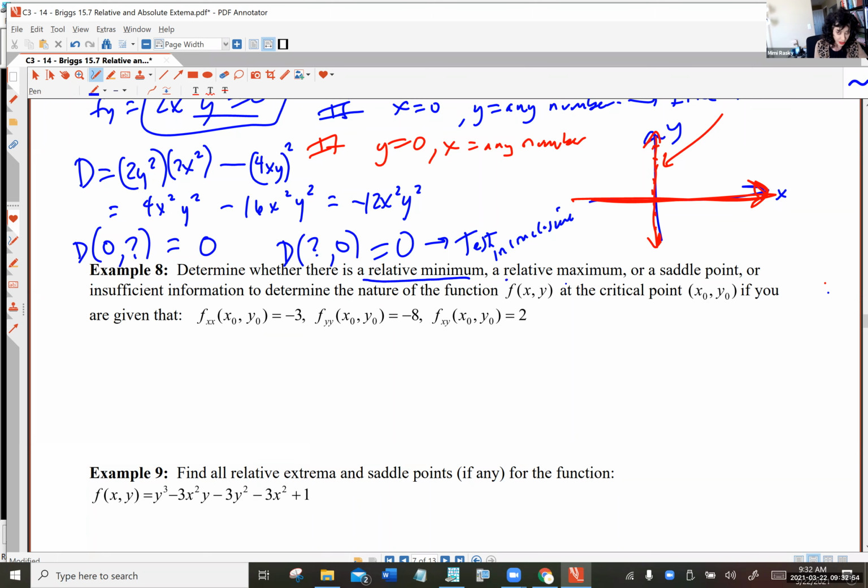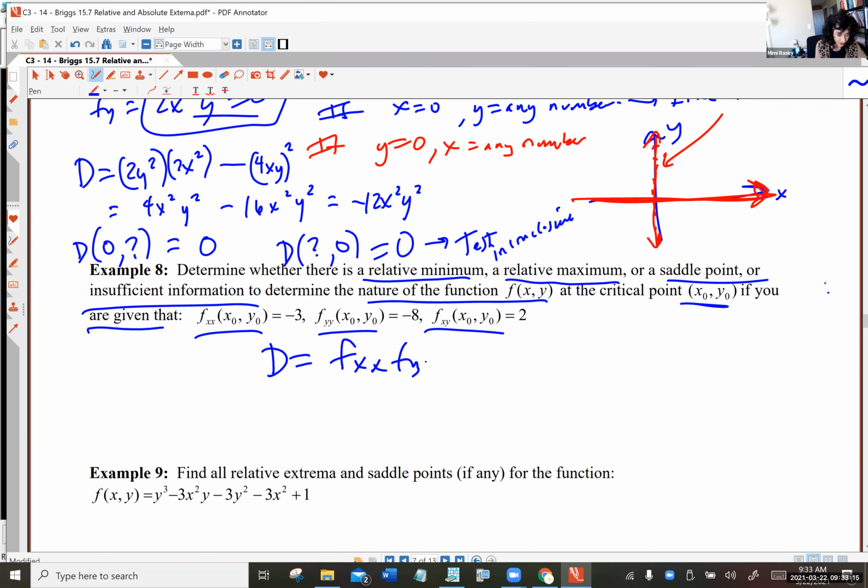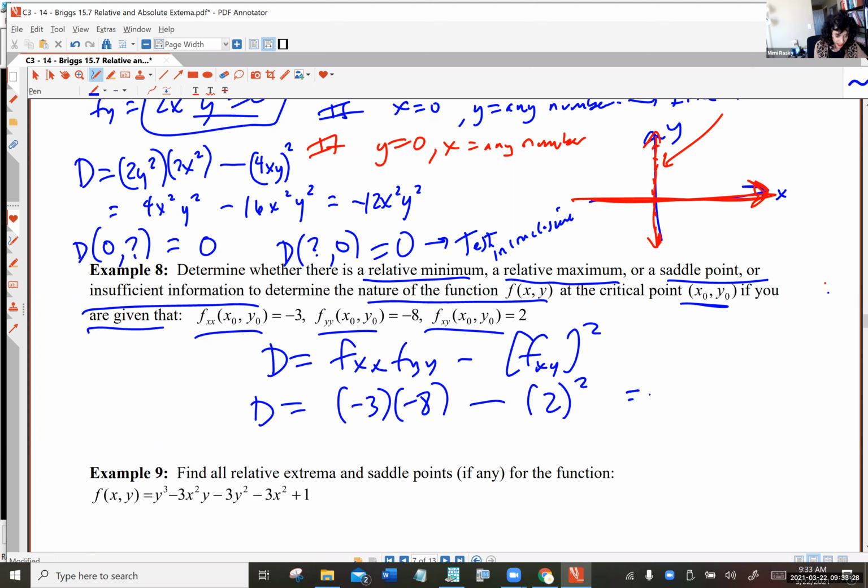Determine if there's a relative min, a relative max, a saddle point, or insufficient information. Determine the nature of the function f(x,y) at this critical point, x naught, y naught, if you're given that fxx is -3, fyy is -8, and fxy is 2 at the critical point. Well, knowing that D is this, and you already have a critical point in hand, and they told you what the values are, all you do is substitute. Okay, so I get 24 minus 4 is 20, and that's positive.